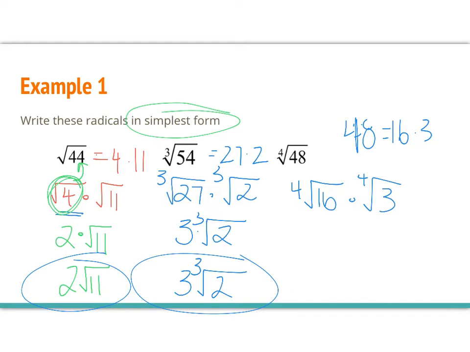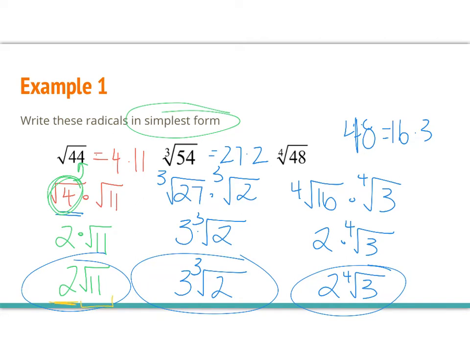So the fourth root of 16 is 2. The fourth root of 3 is not a nice number, so we're going to leave it as is, and we'll write this as 2 fourth root of 3. Okay, these are all called mixed radicals.